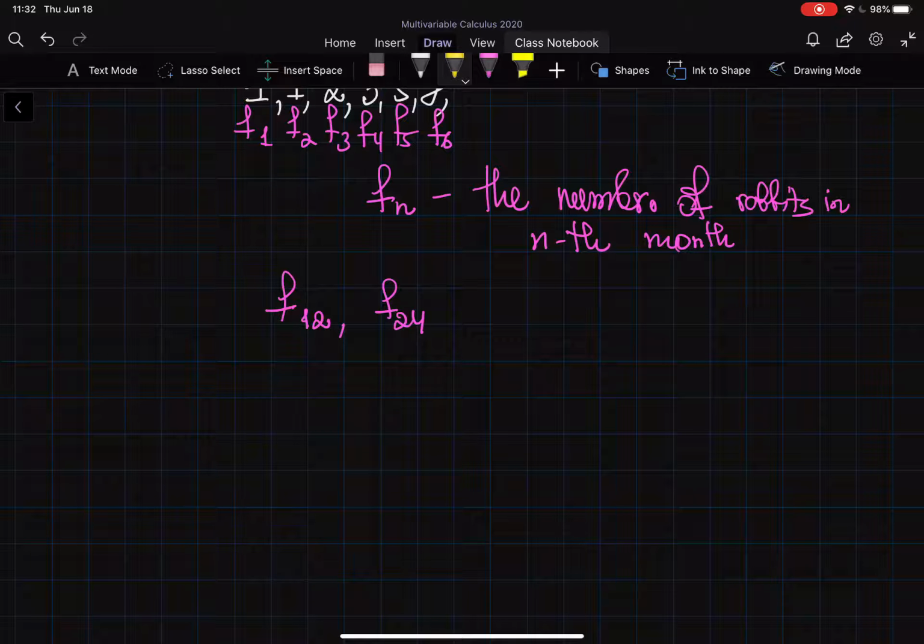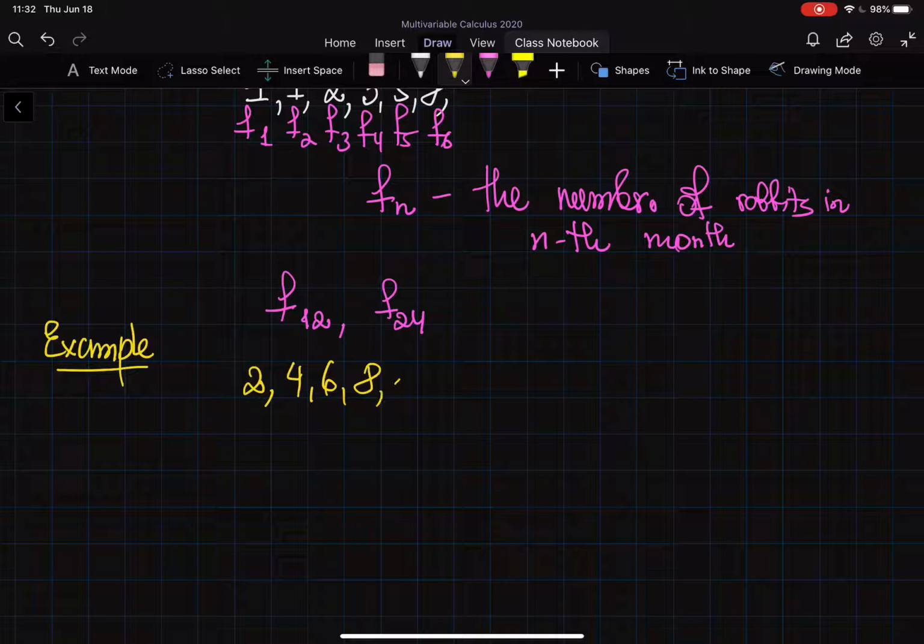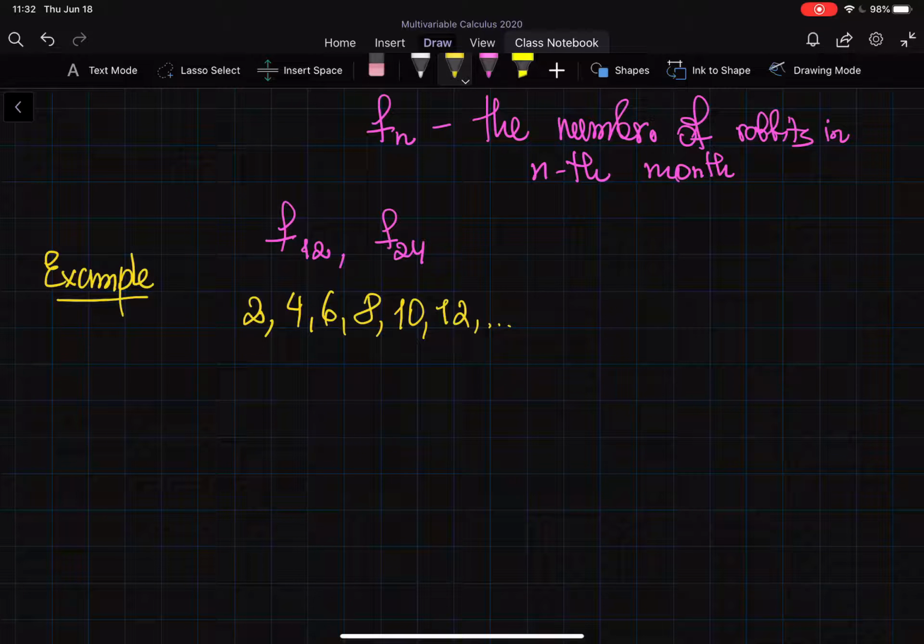Let me give you an example of a sequence which is not going to converge. An example can be the natural numbers or even numbers. So let's say the even numbers are going to start from 2. So 2, 4, 6, 8, 10, 12, and so on. In general, we can write down an, the general formula for this sequence, as 2n, where n goes from 1 to infinity.